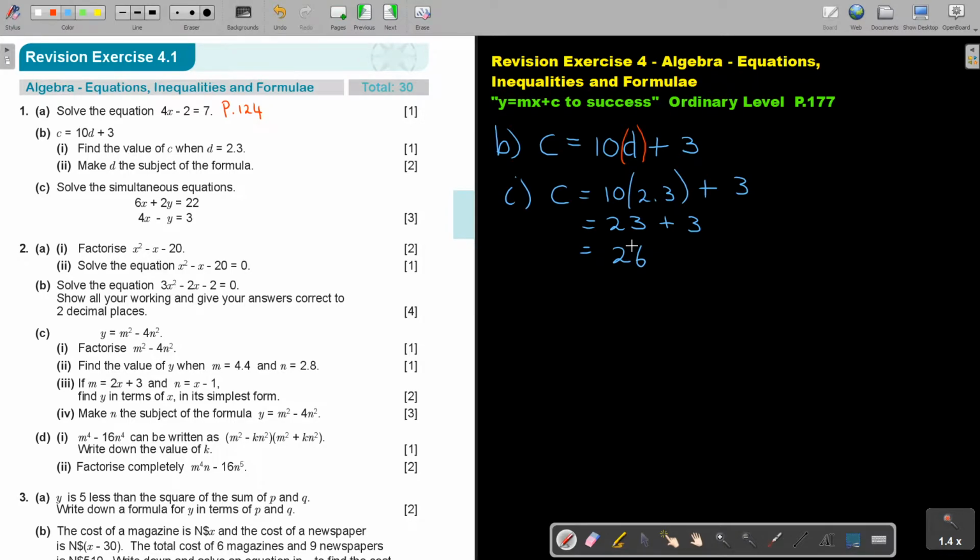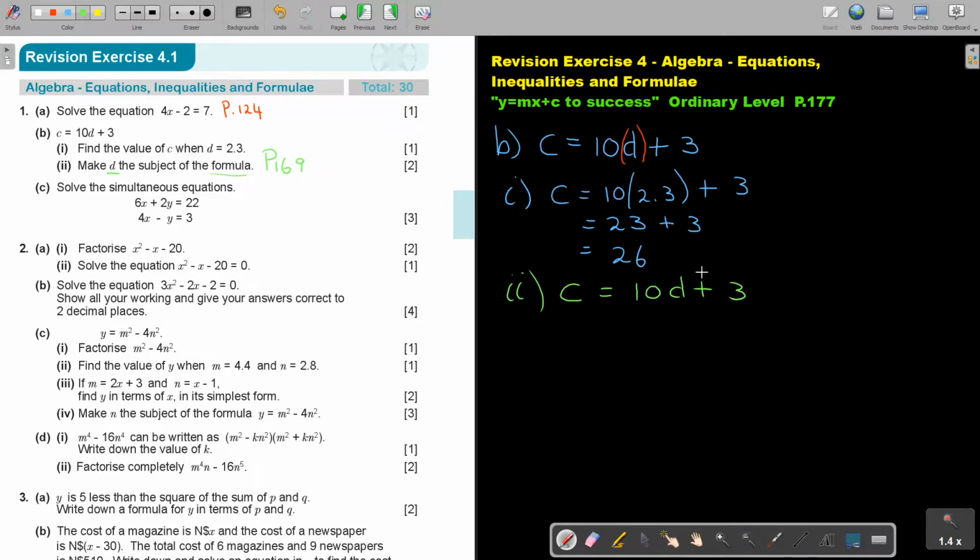Okay, then the next one, the second one. Make D the subject of the formula. And if you cannot recall this, just go back to page 169 in the textbook, and just go through the basics. I don't want to do it in this video because it makes the videos very long and then I struggle to upload it. But if you struggle, go to the videos that are on page 169. But for now, I'm just writing it down.